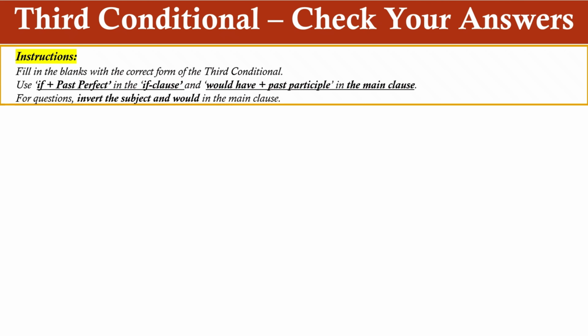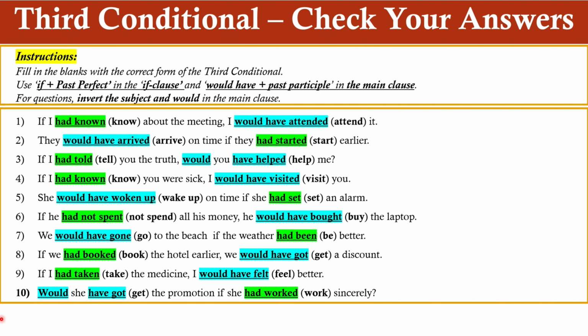Let's check your answers together. On this slide, the if clauses are highlighted in green, and the main clauses are in turquoise, just as we have used throughout the lesson. Read each sentence carefully and compare your answers. If you made any mistakes, go back and review the structure, especially the use of if plus past perfect in the if clause and would have plus past participle in the main clause. And notice the question form. The subject and would are inverted.